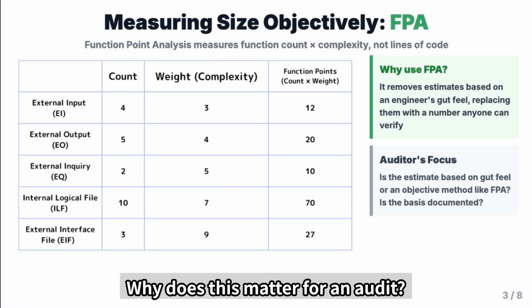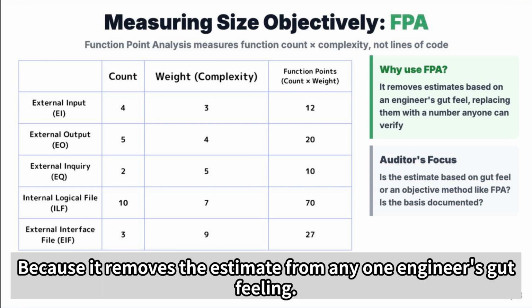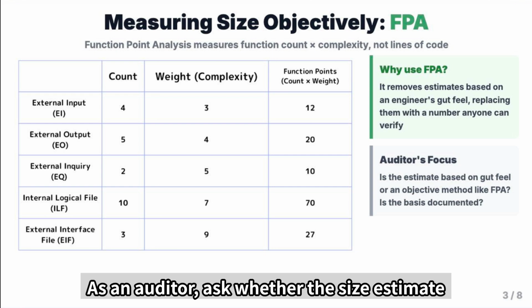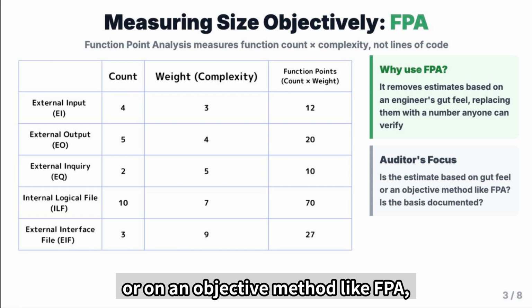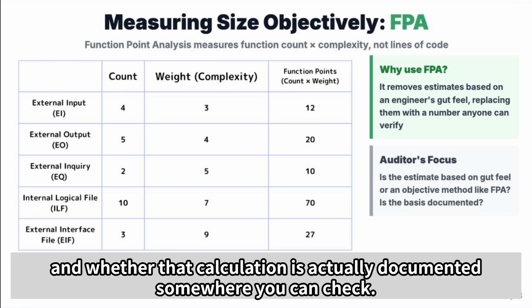Why does this matter for an audit? Because it removes the estimate from any one engineer's gut feeling. As an auditor, ask whether the size estimate is based on someone's experience and intuition, or on an objective method like FPA. And whether that calculation is actually documented somewhere you can check.